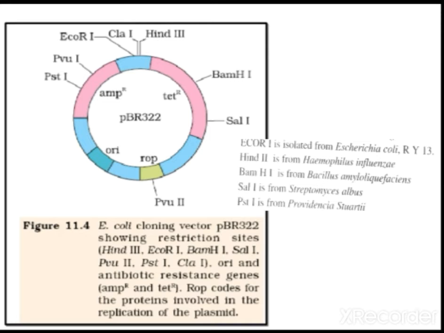How have the names been given for these restriction sites? On the basis of the genus and the species of the bacteria from where the enzyme has been extracted. Already we studied EcoRI; the same way HindIII, then BamHI, then SalI, then PstI, like that for everything it has been given. But the first two you can learn, and the other three you can remember, but it won't be much asked in the exam.